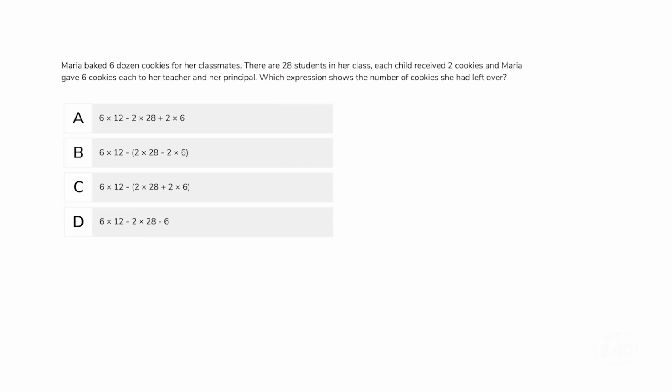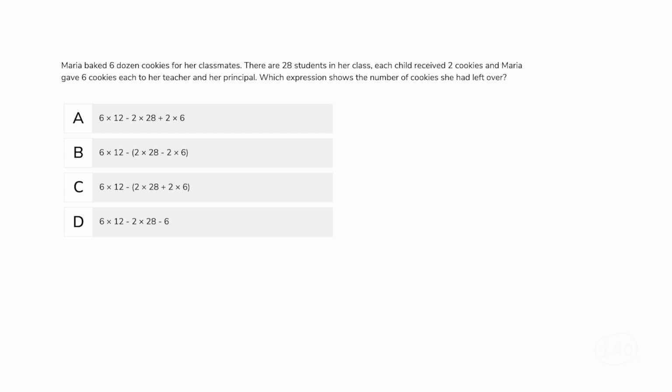This brings us to creating an equation. Maria baked 6 dozen cookies for her classmates. There are 28 students in her class. Each child received 2 cookies, and Maria gave 6 cookies each to her teacher and her principal. Which expression shows the number of cookies she had left over?